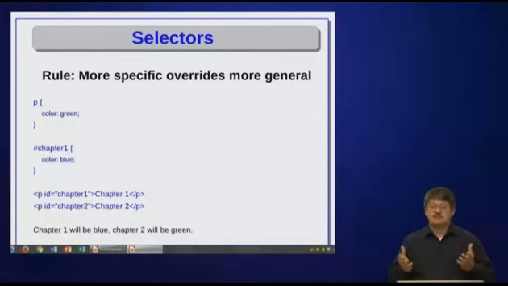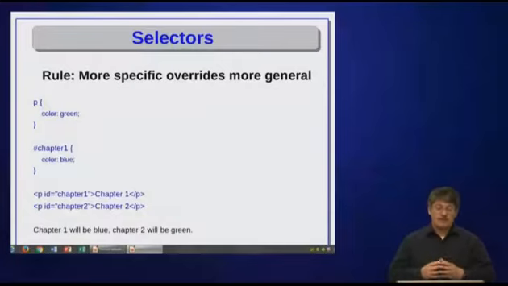Well, CSS breaks ties like this by using a rule. And the rule says that more specific overrides more general. Let me say that again. Specific overrides general. So the more specific the rule, the more likely it is to apply. The more general the rule, the less likely it is to apply. In other words, the specific rule will override the general rule. So in this case, if I have a paragraph with ID set to chapter 1, it'll be blue.